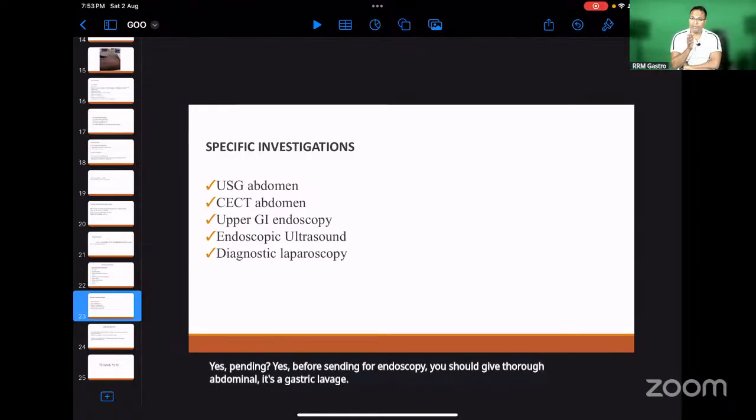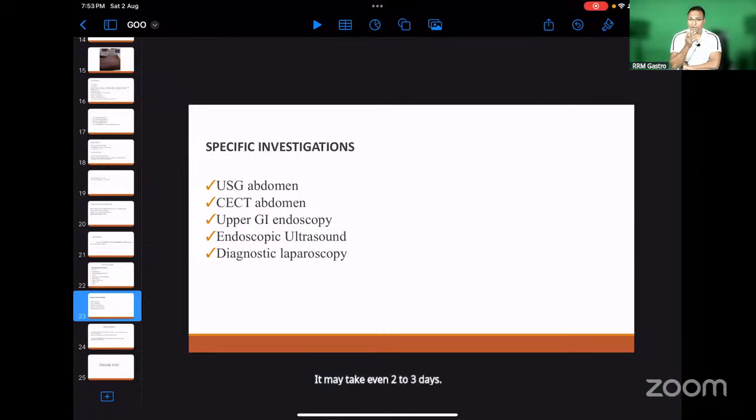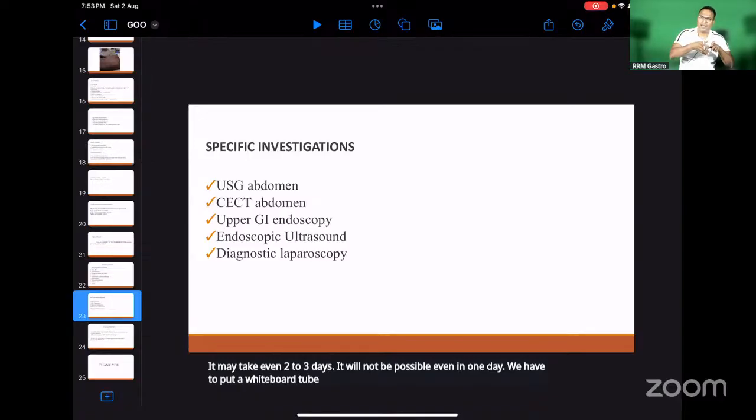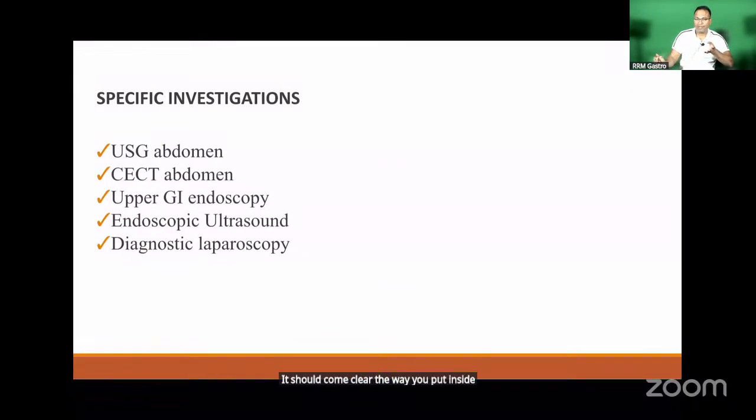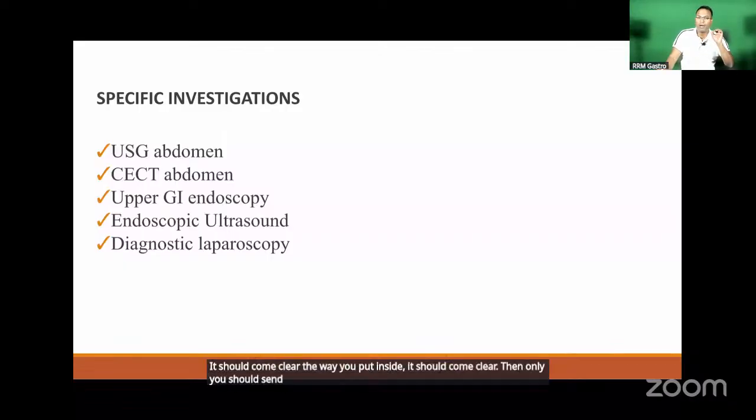It may take even 2 to 3 days. It will not be possible even in 1 day. You have to put a wide bore tube, put saline inside it, take it out. Put saline inside it, take it out. It should come clear. Then only you should send the patient for upper GI endoscopy.